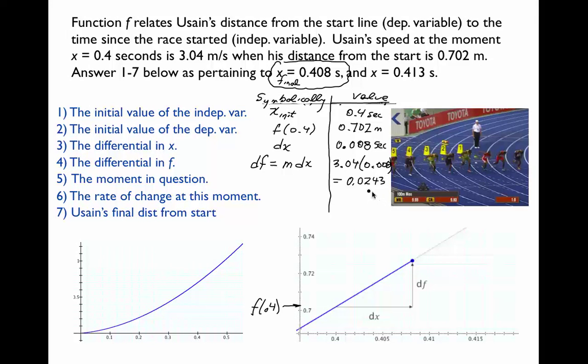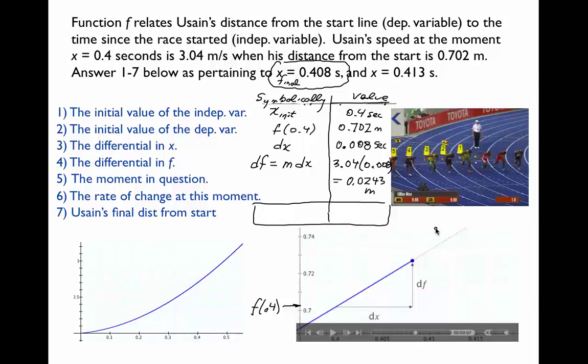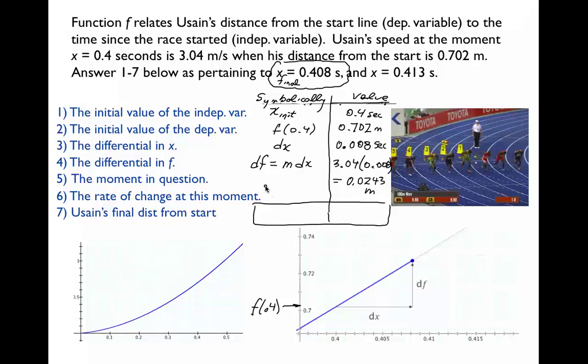Units on that? Is that how far he is from the start line? How much his distance changed since 0.4 seconds? It's not his distance from the start. This is a change in his distance from the start. Okay? How do we get his final distance from the start? Just symbolically, how would we express his final distance from start in this situation?